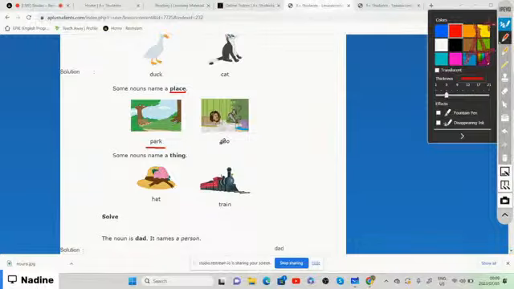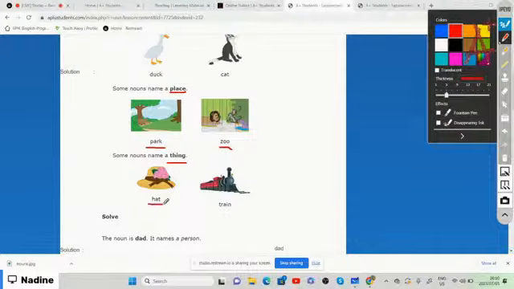Zoo. The zoo is full of animals, right? Because the zoo has lots of lions, right? So the zoo is also a place that is being named, right? And at the zoo, we will find different animals. Then some nouns also name a thing, right?